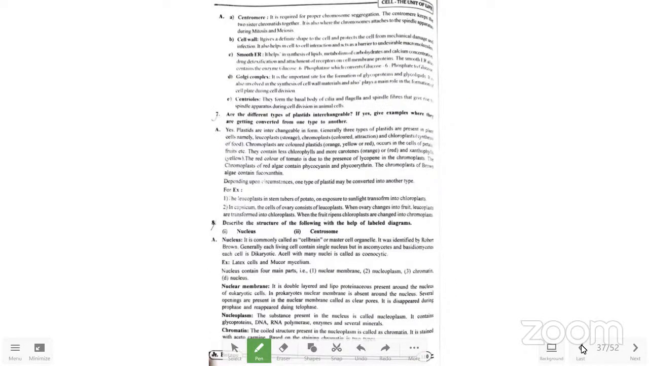Describe the structure of the nucleus. Okay, one more thing I just remembered to tell you. Whenever a question comes in botany, if a diagram is possible, you need to draw the diagram. We won't say anywhere in the question that you have to draw the diagram, but you need to draw it in this subject itself. Now comes the next question, the structure of the nucleus.